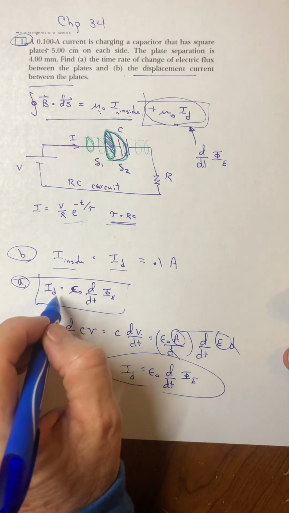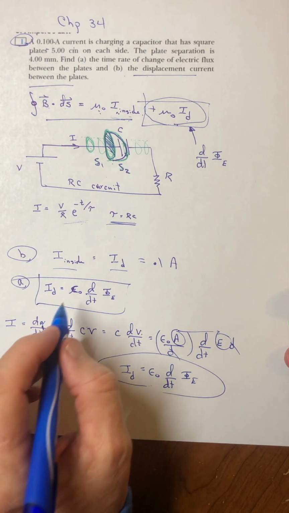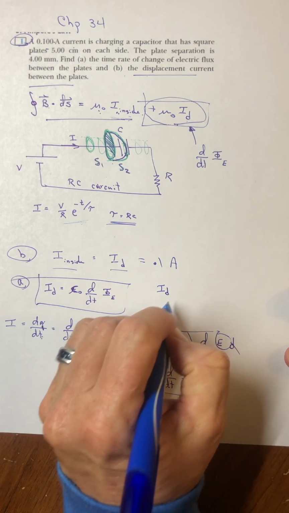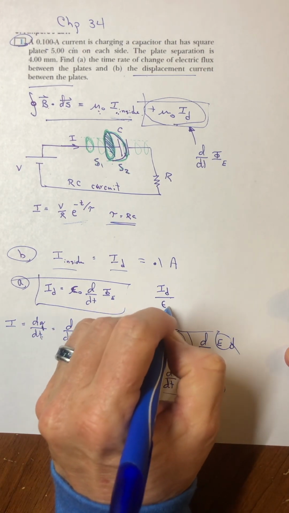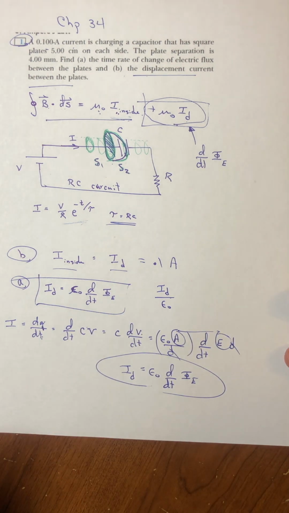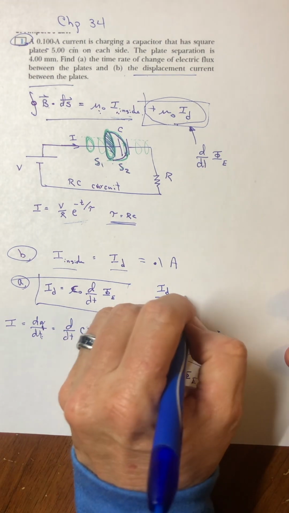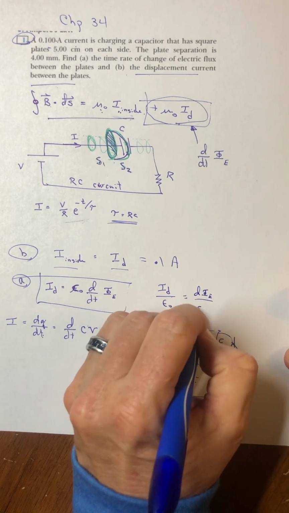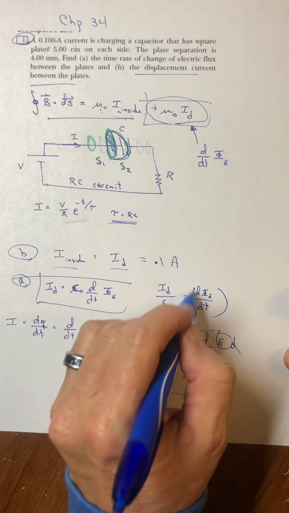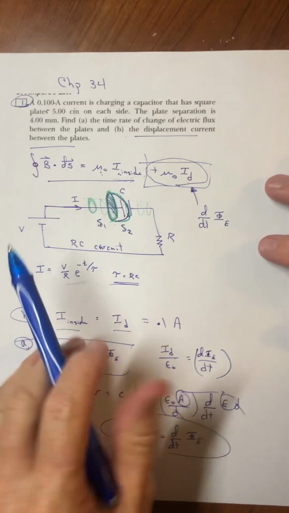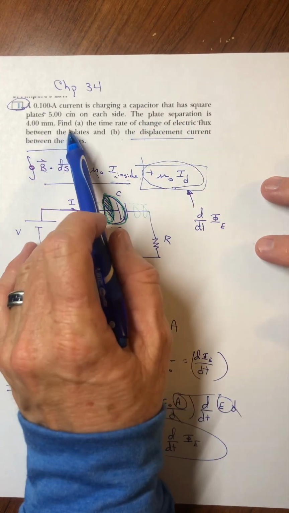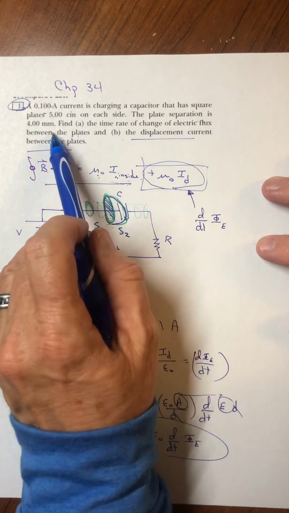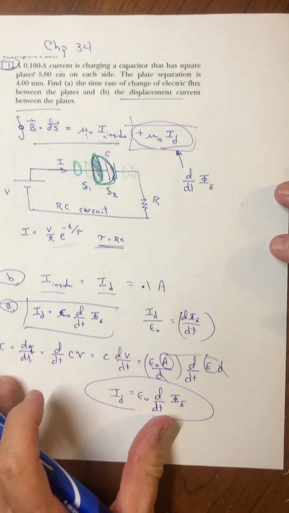So you could do this one pretty straightforward by saying, okay, displacement current divided by permittivity of free space would then be equal to the rate of change of the electrical flux. And that's what we're asked to solve for in A. Where's A here? The plate separation, blah, blah, blah. Find A, the time rate of change of the electrical flux.